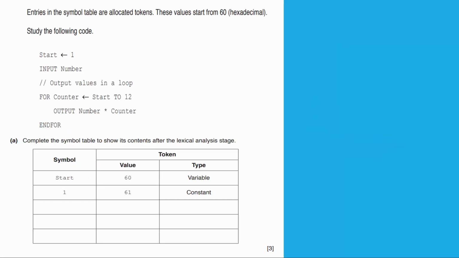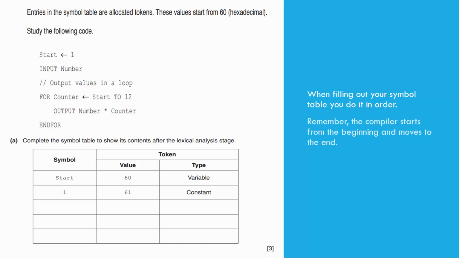Well, this is what a symbol table looks like. When filling out your symbol table, you're going to do it in order. Remember, the compiler starts from the beginning and moves to the end. This means it goes line by line. START. The computer doesn't know what START is. Puts it into the symbol table.